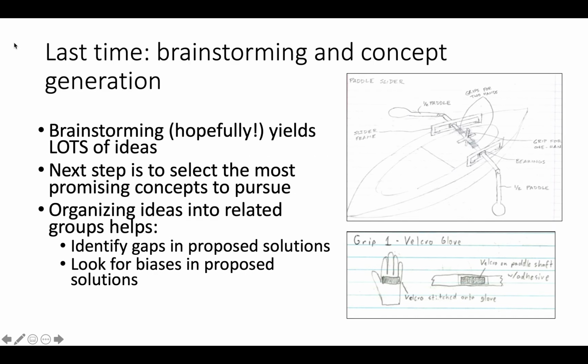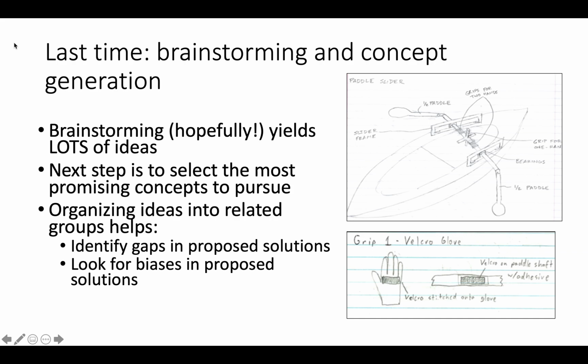Hello. Today I'm going to be talking about organizing ideas and preliminary evaluation. So last time we did some brainstorming and concept generation. So hopefully in class and out of class, you did a lot of sketching, let your creativity juices fly, and yielded a lot of ideas. So the next step is to select the most promising concepts to pursue. Organizing ideas into related groups helps a lot to identify gaps in your proposed solutions and look for biases in proposed solutions.